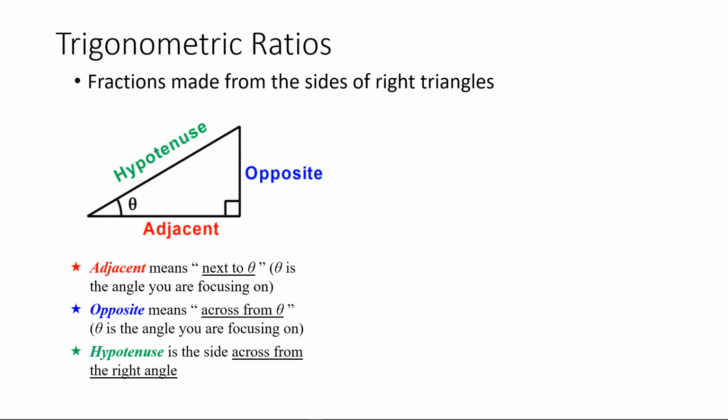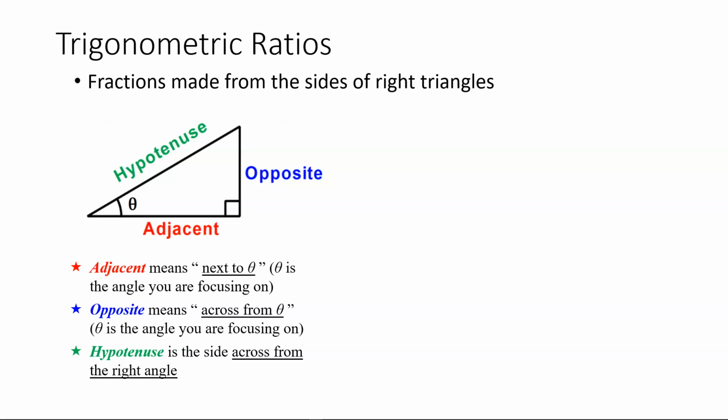Today we are going to talk about using trigonometric ratios to find the length of a side of a right triangle when you know the length of one of the other sides and the measure of one of the angles. So first we need to review a little bit of what we learned in the last video about what the three main trigonometric ratios are.